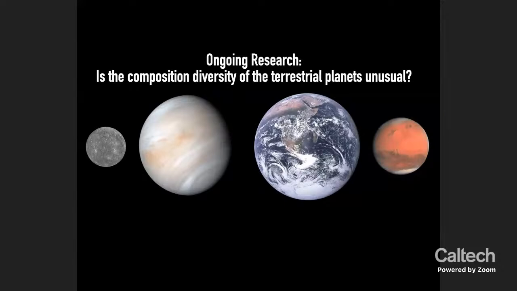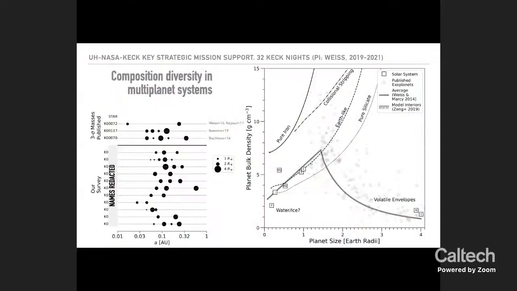All right, so right now I'm investigating whether the composition diversity of the terrestrial planets is unusual. We've already discussed that Venus, Earth, and Mars have Earth-like compositions, whereas Mercury is an iron-rich outlier. So we might wonder, do exoplanet systems have more or less diversity in their small planet compositions than the solar system? To answer this question, I've been conducting a radial velocity survey of the composition diversity in multi-planet systems using Keck HiRes. This is a NASA Key Strategic Mission Support Program, fulfilling the Kepler mission's legacy to understand planet architectures and compositions.